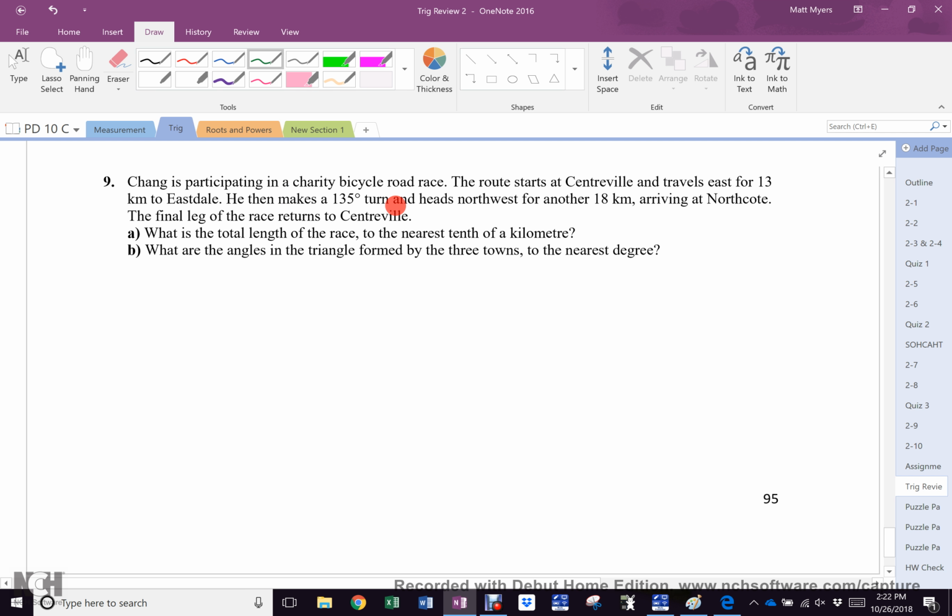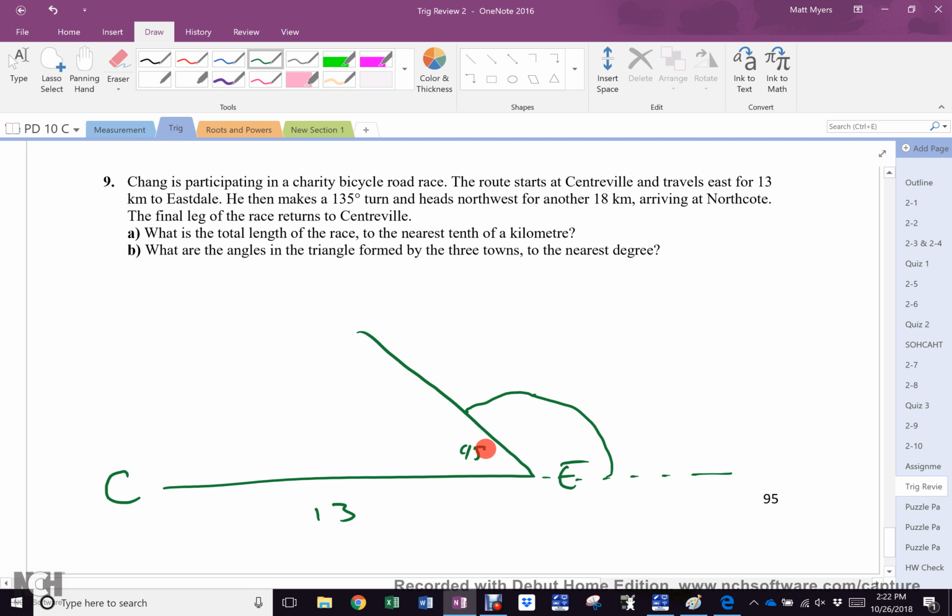Chang is in a charity bicycle race. The route starts at Centerville, travels east 13K to Eastdale. Then takes a 135-degree turn. If he's going to turn 135, he's got to go 90 and back 135, doesn't he? So that makes the angle in here 45. Everybody good? He then arrives 18K up at Northcote. Then he goes back to Centerville. What did I just make? Triangle.